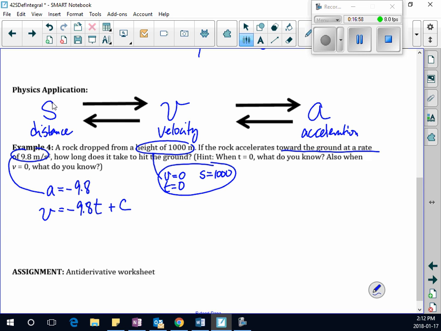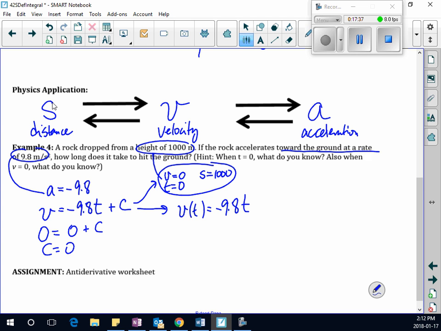Okay, so here's our first kind of introduction to differential equations. In order to actually find how long it takes to hit the ground, we actually have to figure out what c is. C would be 0. Why would c be 0 in this case? Because the velocity at 0. Do you see, sub 0 in for velocity, we get 0. Sub 0 in for time, we get 0 plus c. So that means c equals 0. So that means I can now rewrite this as v of t equals negative 9.8 t.